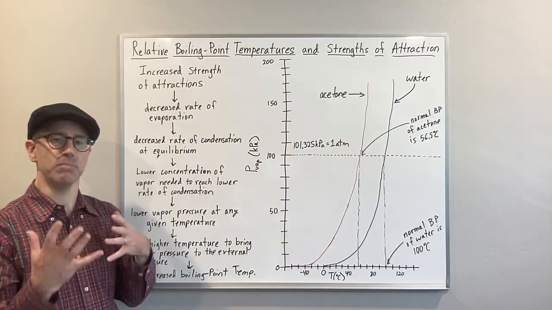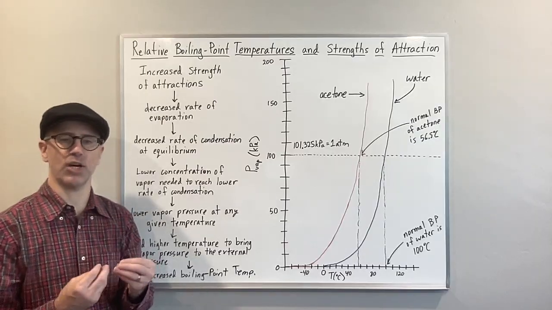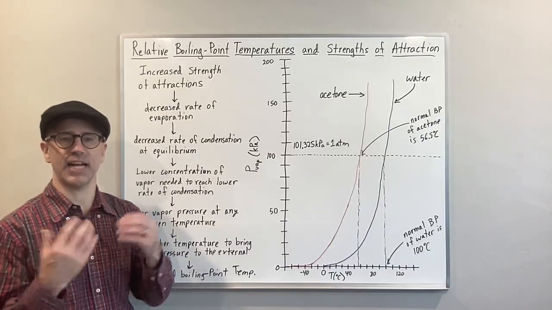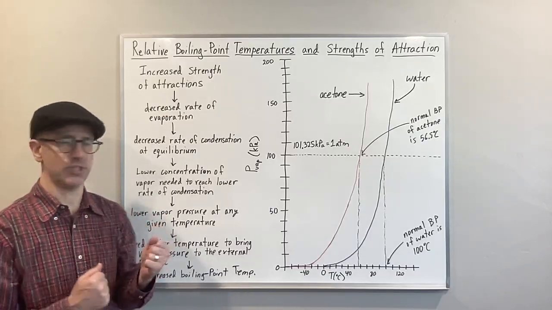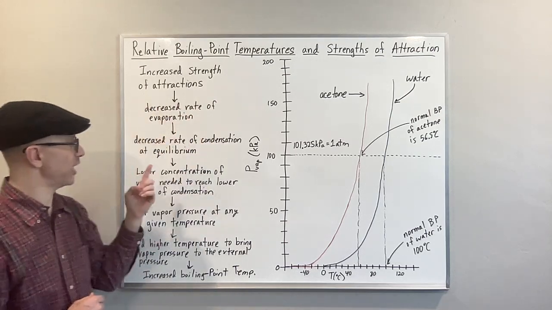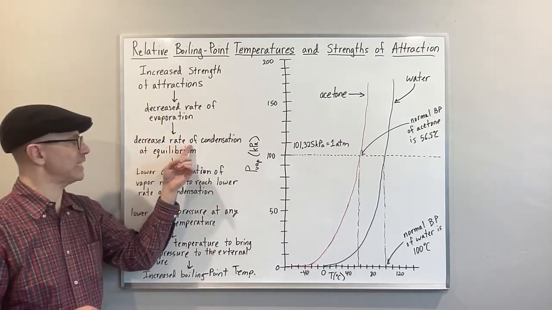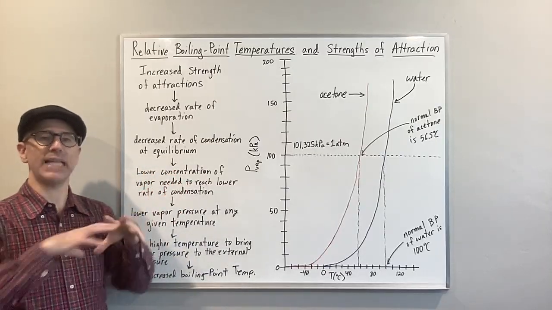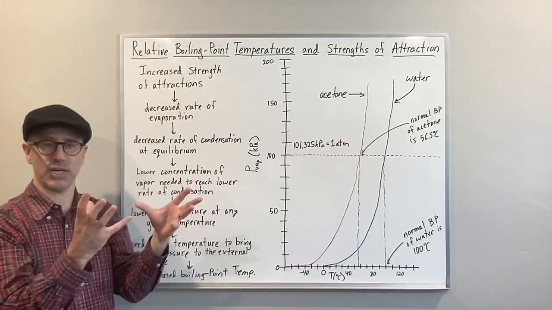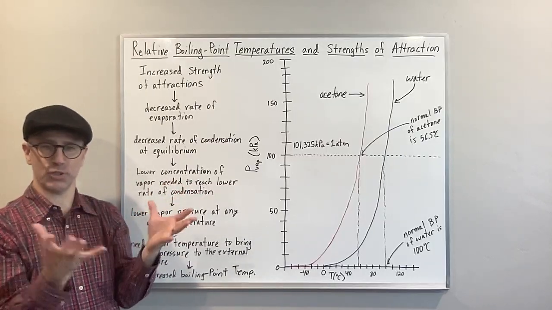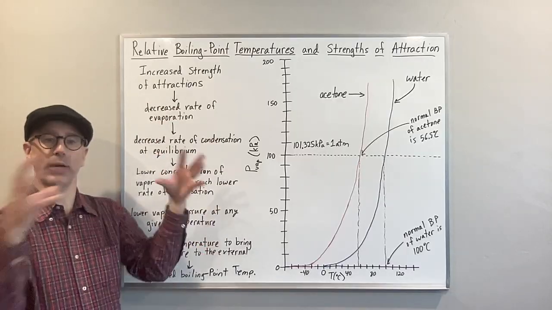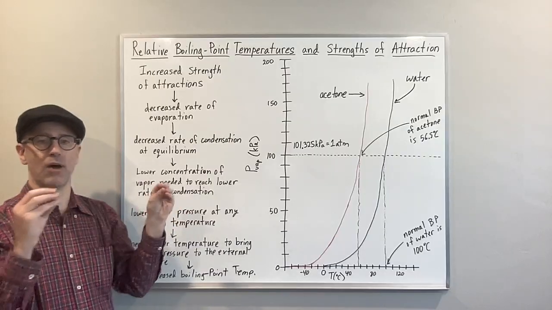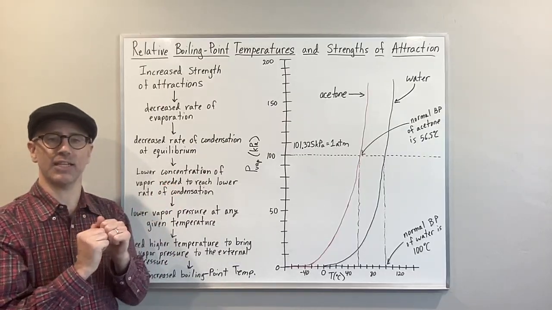Because you're not going to have as many molecules that have the needed momentum or the needed kinetic energy to break free from those attractive forces. So you're going to have a decreased rate of evaporation, which means that you're now going to have a decreased rate of condensation at equilibrium, right? Why is that? Well, if you have fewer particles in the vapor phase because fewer of them can break free from the surface of the bubble and go into the vapor phase, that means you're going to have fewer particles that are going to bounce around and then go back into the liquid phase.